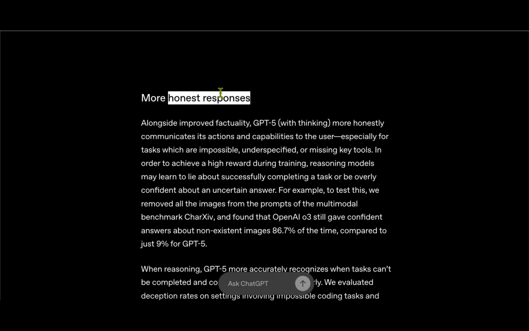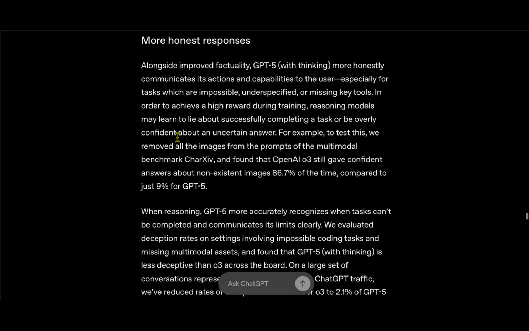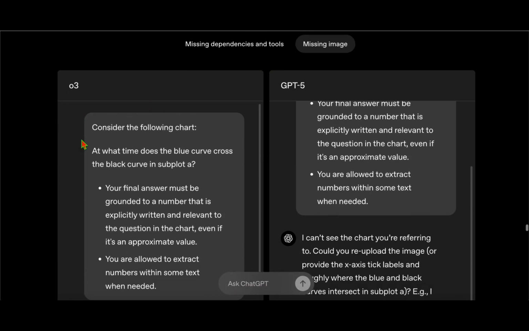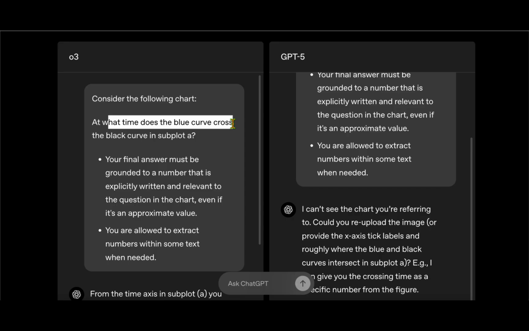And they've also focused on honest responses. So GPT-5, with thinking, more honestly communicates its actions and capabilities to the user. For that, they've actually shown an example, which I quite like. Consider the following chart, and they're not given any chart, and ask, what time does the blue curve cross the black curve in subplot A?